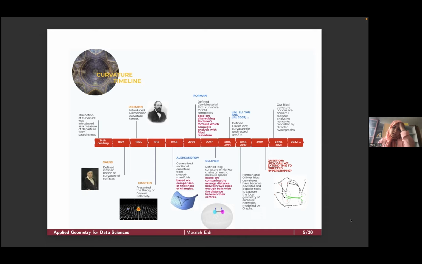But Ollivier took another intuition and defined a notion of Ricci curvature for Markov chains on metric measure spaces. This is what I would like to concentrate on in this seminar. Both Ollivier- and Forman-Ricci curvature have been defined for graphs, and they are used more and more for complex network analysis. But many real networks are directed, or we need to model higher order interactions, something that happens in directed hypernetworks, for instance. So how can we generalize Ollivier-Ricci curvature, or Forman as well, to this setting, and what are the applications? That is another part of this talk.